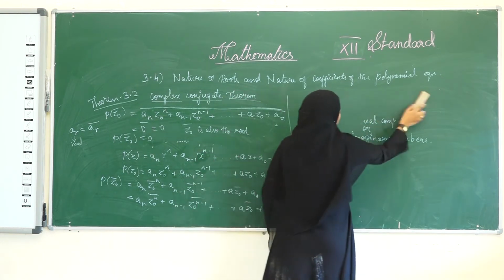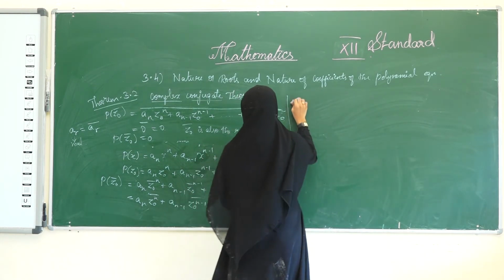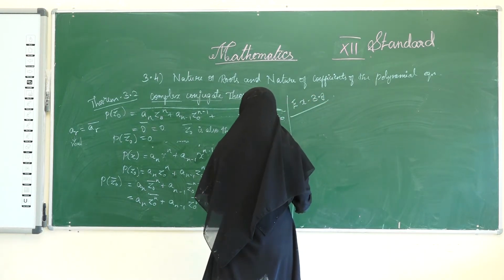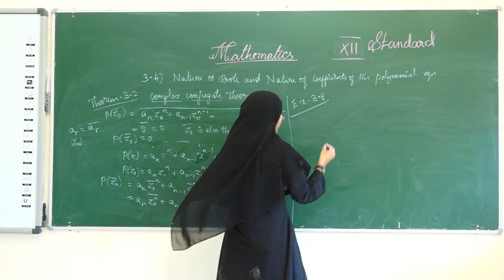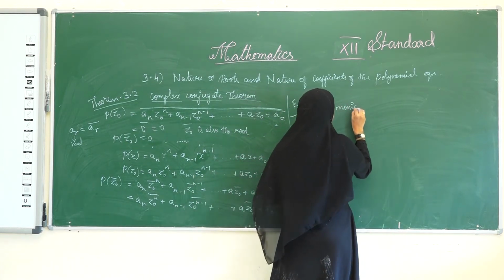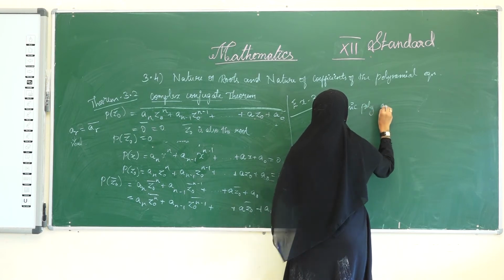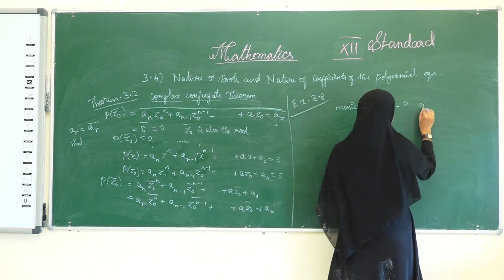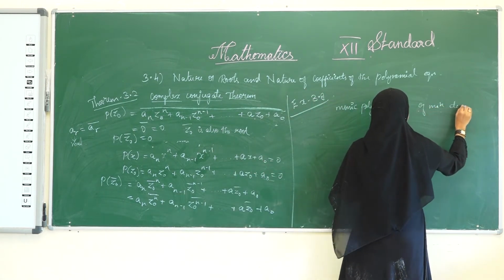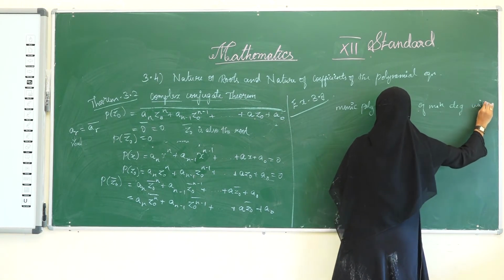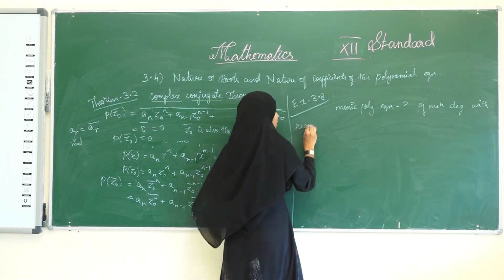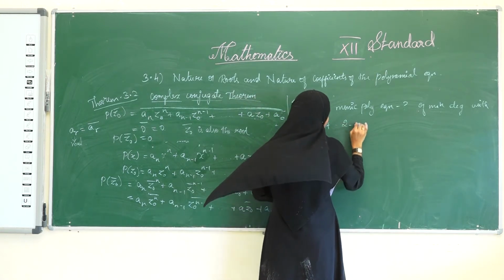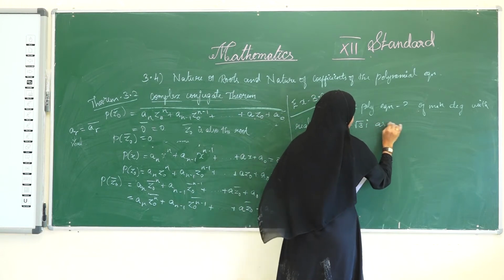Okay. Next, they have given an example 3.8. What have they given in the example? They have asked us to find the monic polynomial equation of minimum degree with real coefficients, or they have given real number coefficients, having 2 minus root 3i as a root.